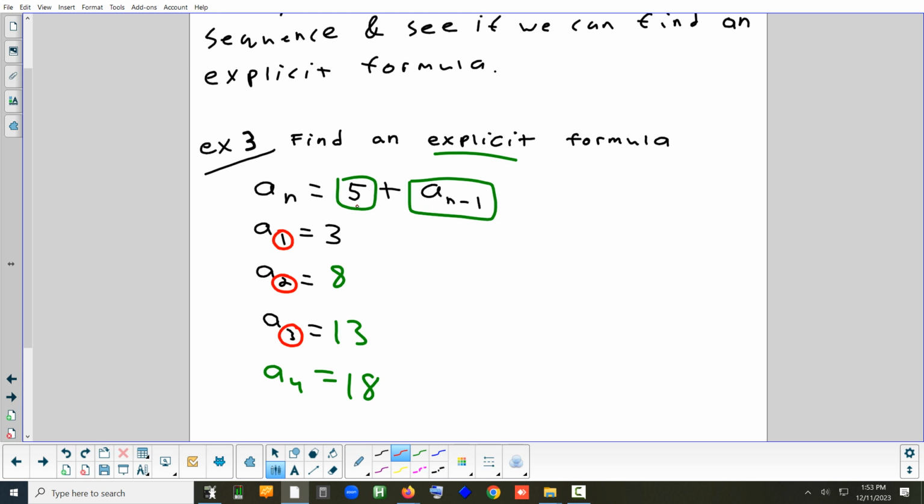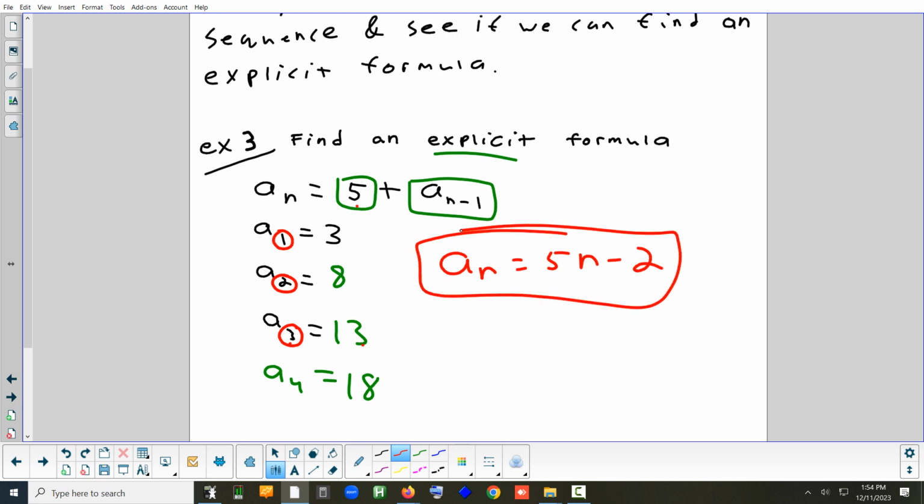Did anyone see what you can do with the position number to get the term? Yep. Multiply by 5 and minus 2. Yep. It's times 5 minus 2. Let's try it. What's 3 times 5? 15 minus 2? There you go. Always check it with a couple and make sure it works.